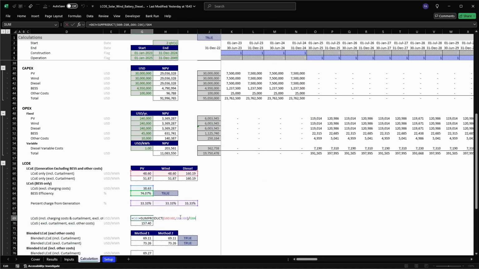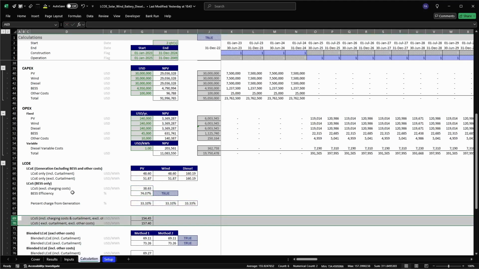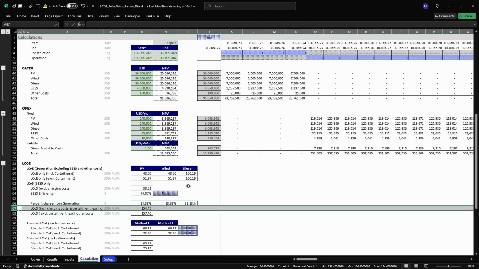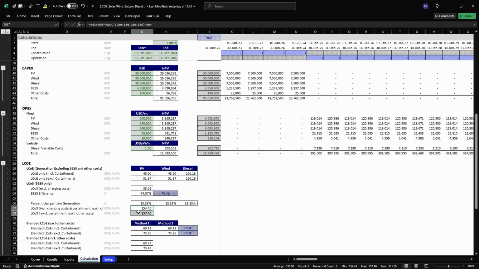Okay, so if we add together now the LCOS excluding the charging costs plus the charging costs, we're going to get the LCOS for the battery, for the storage system. And that's what we are calculating over here. So far we have basically 8 different calculations for the LCOE.